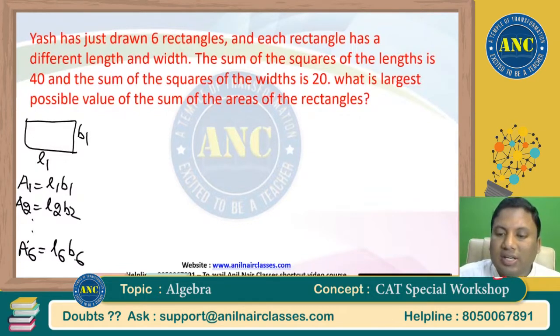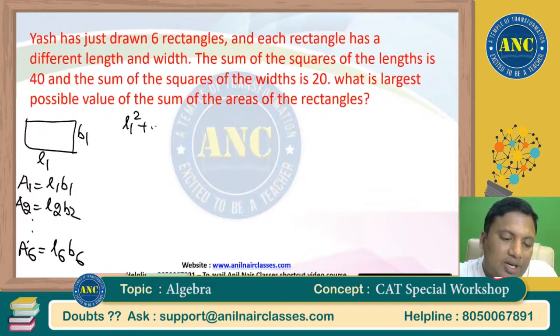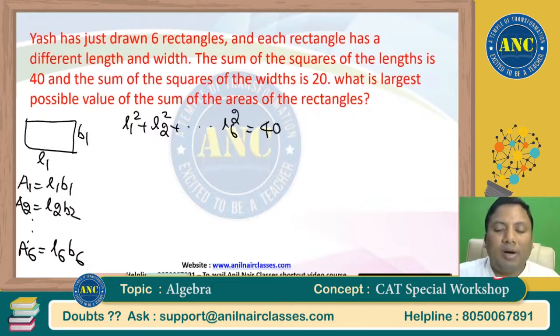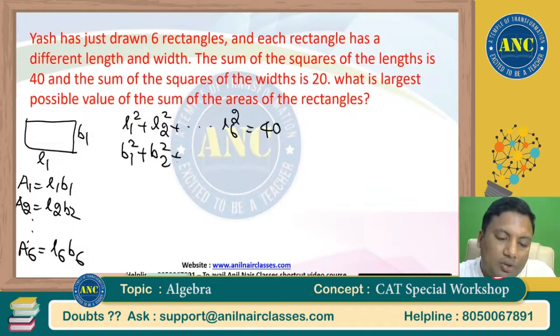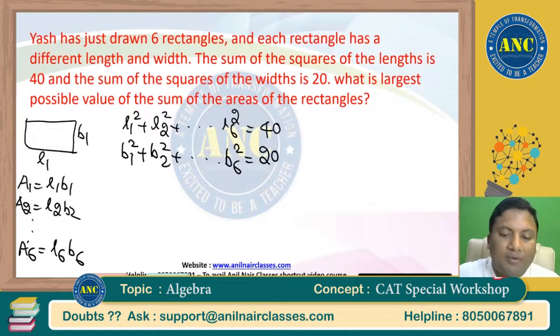Yash has just drawn 6 rectangles. Each rectangle has a different length and width. L1, B1, L2, B2, L3, B3, up to L6, B6. Sum of the squares of the lengths is 40. Sum of the squares of the lengths: L1 square plus L2 square, up to the sixth rectangle length, L6 square. It is nothing but 40. Sum of the squares of the widths is 20. B1 square plus B2 square and so on up to B6 square. It is nothing but 20. What is the largest possible value of the sum of the areas of these rectangles?